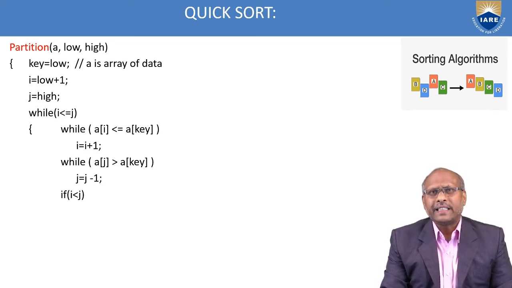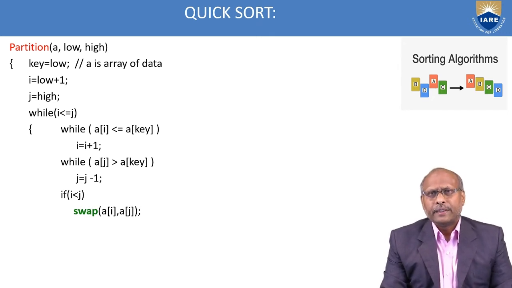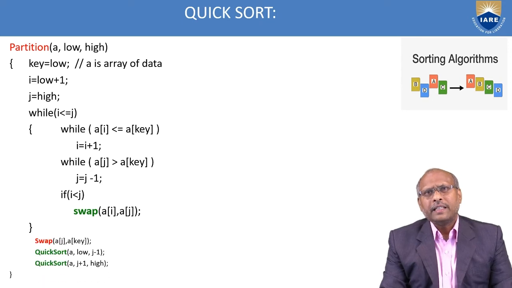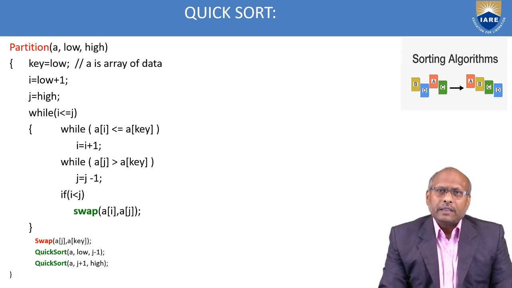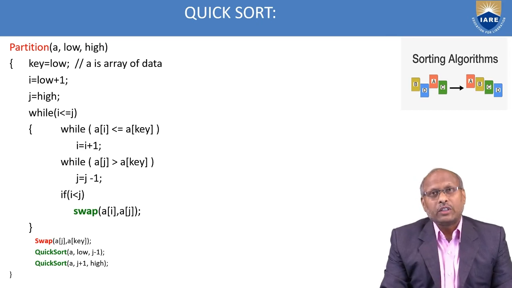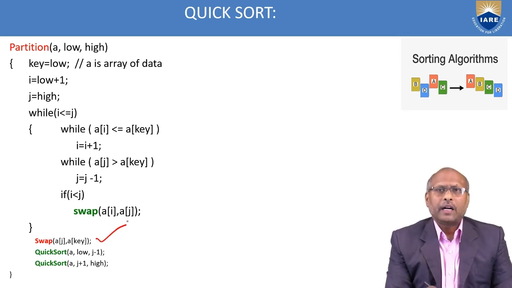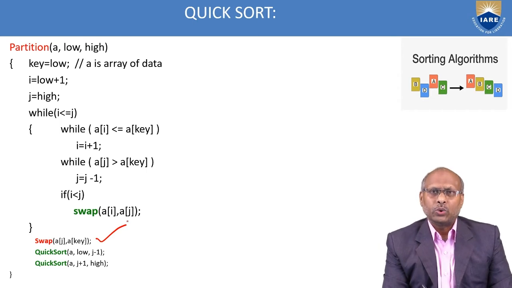If i is less than j, that means one round is over. Then it will swap the corresponding elements A of i and A of j. After swapping, it keeps on going to the next round, checking whether i is less than j or not. If at all i is not less than j, that means i has crossed j, then it will come out. At that time the pivot element and the jth element will be swapped. So this is swapping after the complete round.